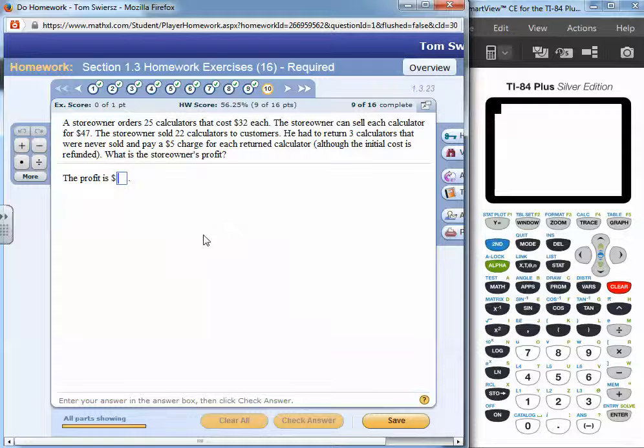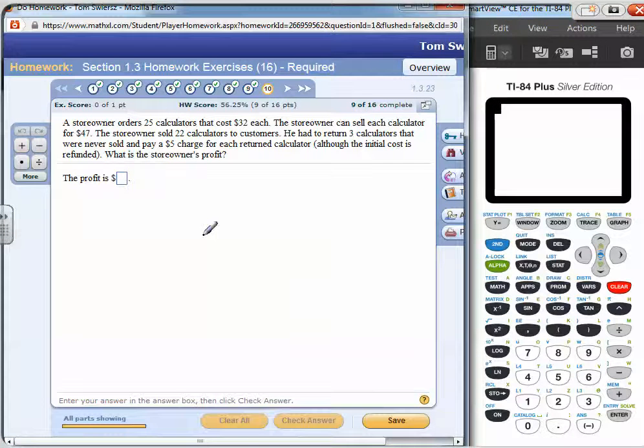A store owner orders 25 calculators at $32 each. The store owner can sell each calculator for $47. The store owner sold 22 calculators. He had to return 3 that were never sold and pay a $5 charge, although the initial cost was refunded. So he never had to pay anything for those except the $5 charge. Okay, what is the store owner's profit?